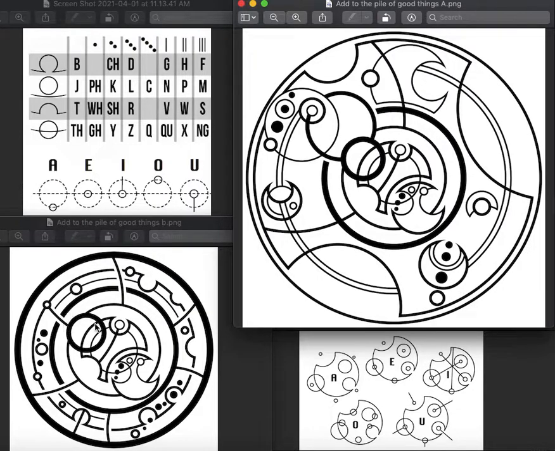But this one, we have this line here and here. So it's the same line as this one, except it does continue around and end here. 1, 2, and then the third line goes to the I. So anyway, so 1, 2, 3 lines on the NG, and then the S, 1, 2, 3 lines, 1, 2, 3 lines there. So that is that design. Add to the pile of good things and add to the pile of good things.